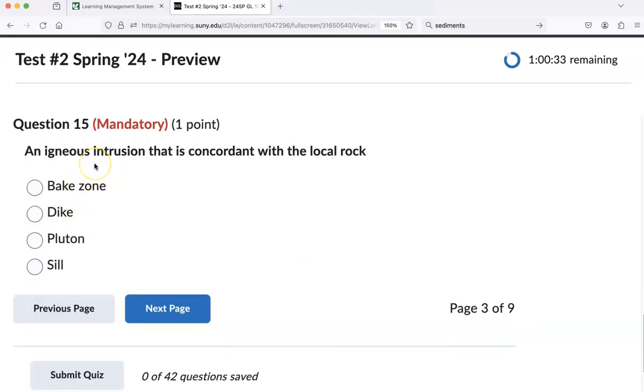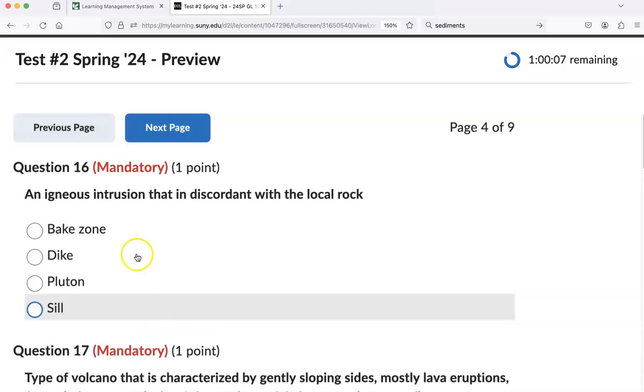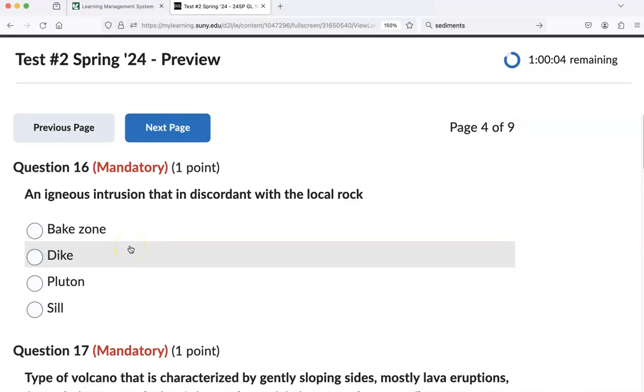All right, so with the intrusions, remember we had concordant and discordant. We had dikes and sills. Concordant meant with the grain, discordant meant clashing against the grain, so to speak. So which of these layers, dikes or sills, go with the rock layers? Okay, sills go with the rock layers. Good. Dikes cut across them. And there is that question right there. Okay, so discordant, cutting across, those are dikes.